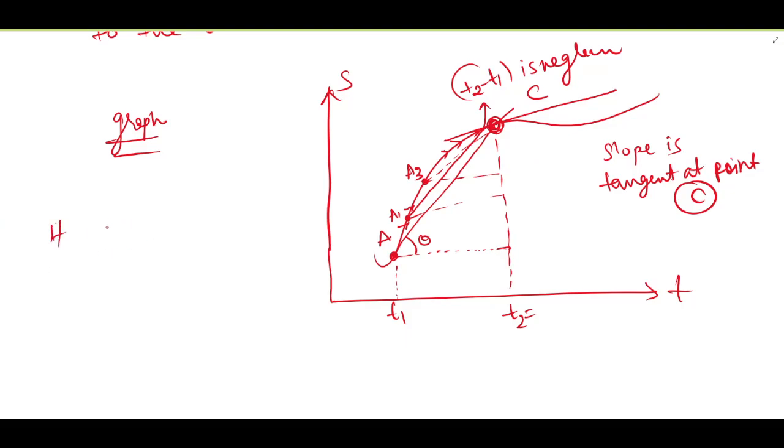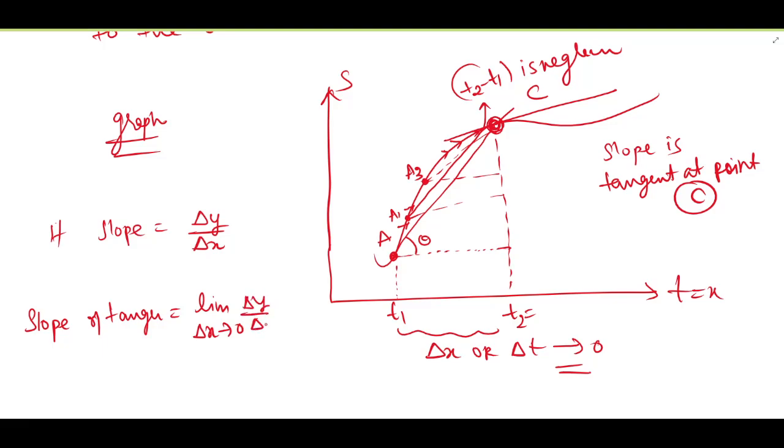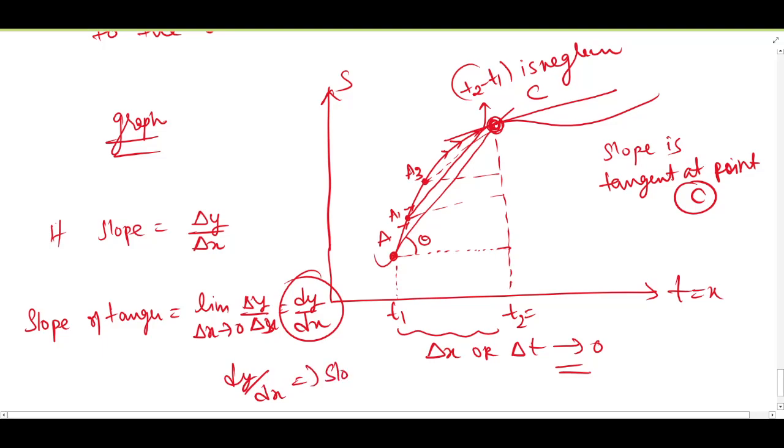So generally, if the slope is delta y by delta x, then the slope of the tangent is equal to the limit as delta x tends to 0, where this is x and this difference is delta x or delta t. When this approaches 0, we get a tangent at the point. So delta y by delta x becomes dy by dx, where dy by dx is equal to the slope of the tangent.